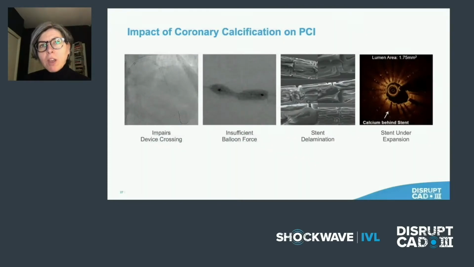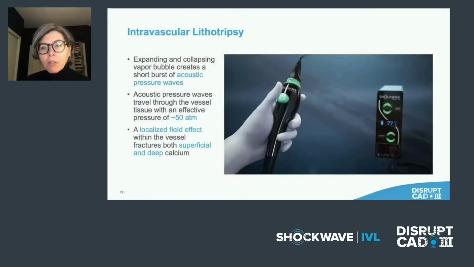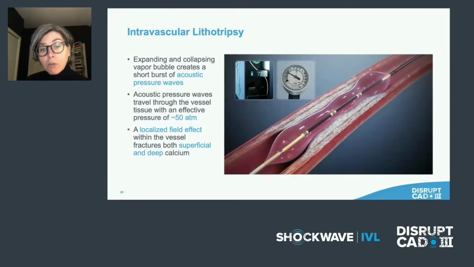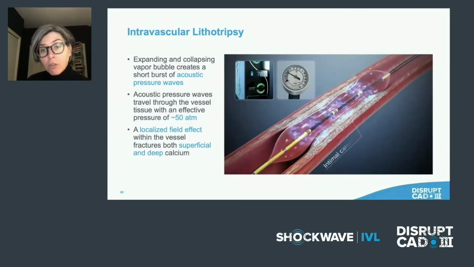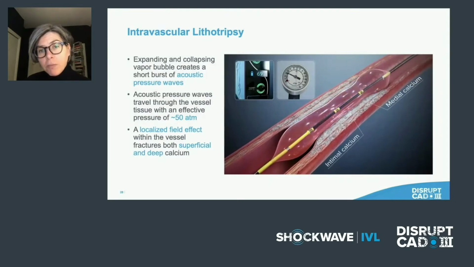So the presence of calcium in the coronary arteries is increasingly prevalent and problematic when performing PCI. This can impair your device crossing and delivery. It can cause delamination of stents and ultimately result in underexpansion of your stents and poorer long-term stent outcomes. Intravascular lithotripsy, or Shockwave IVL, delivers acoustic pressure waves up to a pressure equivalent to 50 atmospheres, causing superficial and deep calcium fractures, as you can see from this animation.